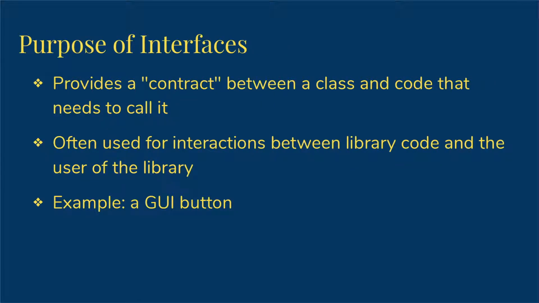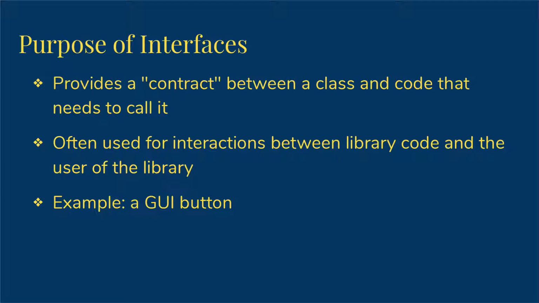So why have interfaces? Well, the point primarily is to provide a contract between a class that's going to implement this interface and code that needs to call that class. It's often used for interactions between library code, some code that is written by somebody, maybe the authors of the language, maybe other people, and the user of the library.